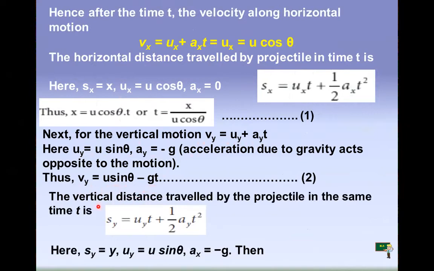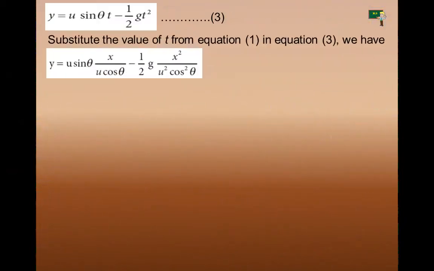Then the vertical distance travelled by the projectile in the same time t is Sy equals uy t plus 1 by 2 ay t square. While substituting the values Sy equals y, uy equals u sin theta and ay equals minus g, we get y equals u sin theta t minus 1 by 2 g t square. This is equation number 3.